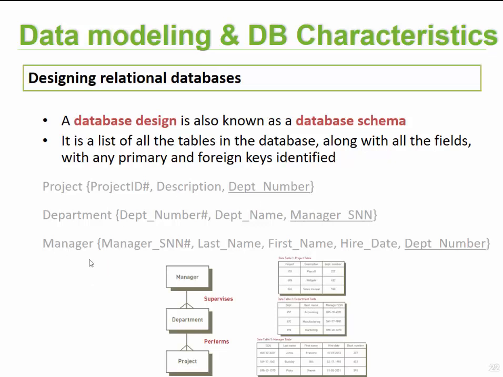Let's look at manager. The primary key for manager is social security number, so manager social security number hash. Then we've got last name, first name, hire date, and we've got department number. Now yet again we know department number is actually a foreign key because it's used as a primary key in another table. So this represents a database schema.